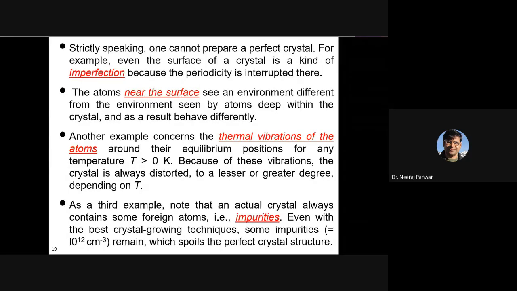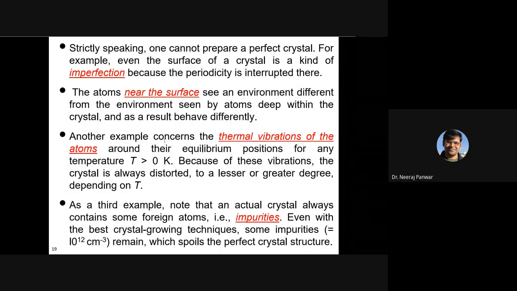So the atoms near the surface see an environment different from the environment seen by the atoms inside the volume of the crystal. Because the periodic arrangement breaks at the surface, what we have there are unsaturated bonds, also known as dangling bonds. But inside the volume of the solid, all bonds related to an atom or group of atoms are saturated, meaning they make bonds with other atoms or group of atoms.